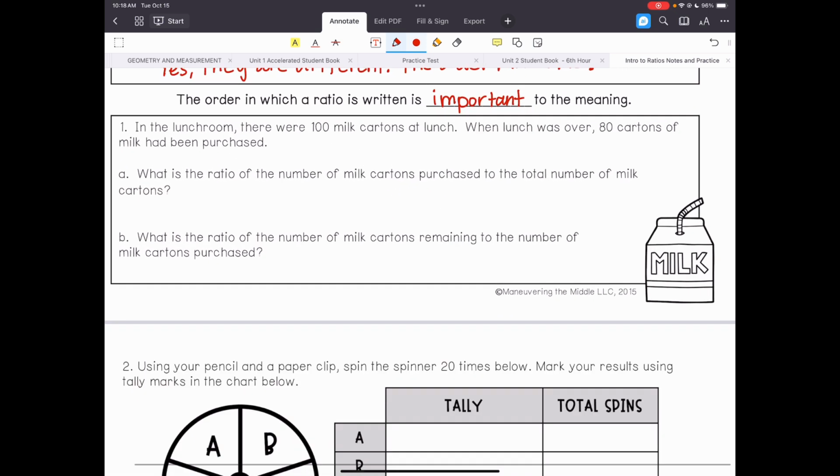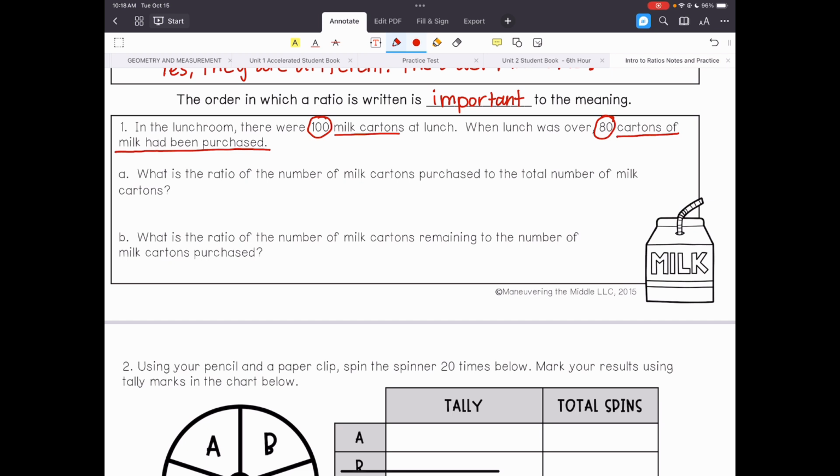All right. So let's get a little bit more tricky. It says in the lunchroom, there were 100 milk cartons at lunch. When lunch was over, 80 cartons of milk had been purchased. So let's go through and mark this up. It says in the lunchroom, there were 100 milk cartons to start with. When lunch was over, 80 cartons of milk had been purchased.